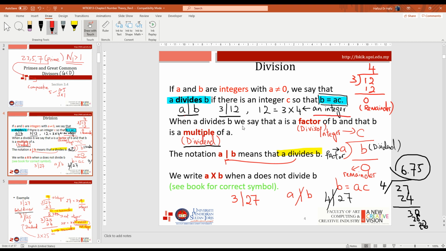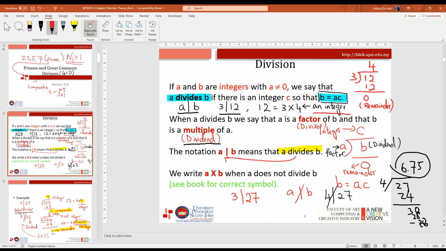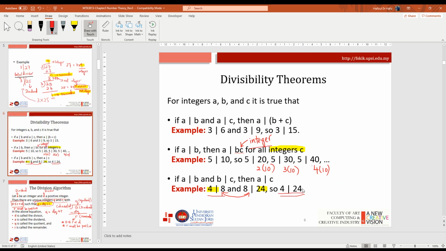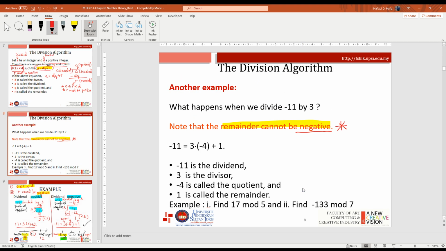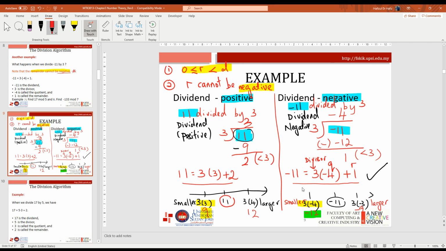When A divides B, we say that A is a factor of B and B is a multiple of A. A is a factor, B is a dividend. Notation: A divides B is written A | B, and we write A does not divide B when A does not divide B. I think I have explained this. The remainder cannot be negative.